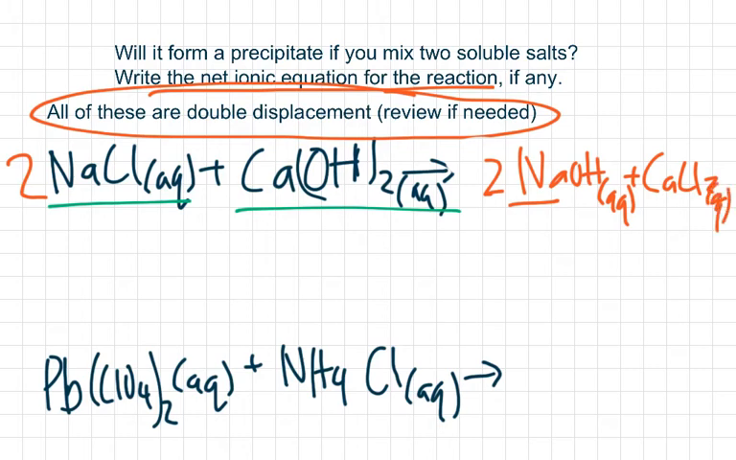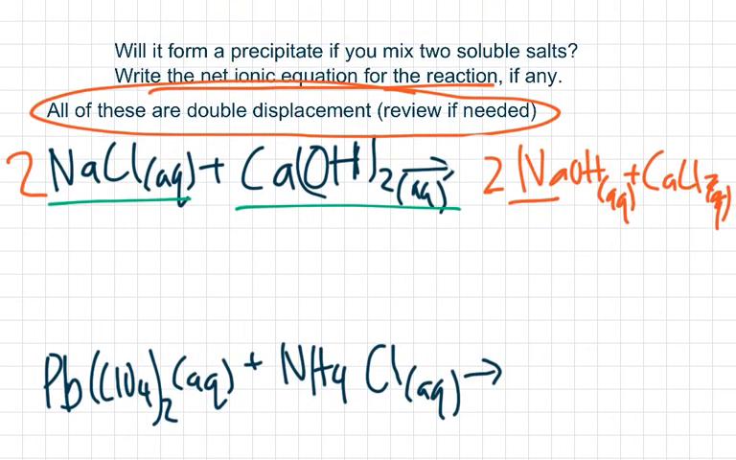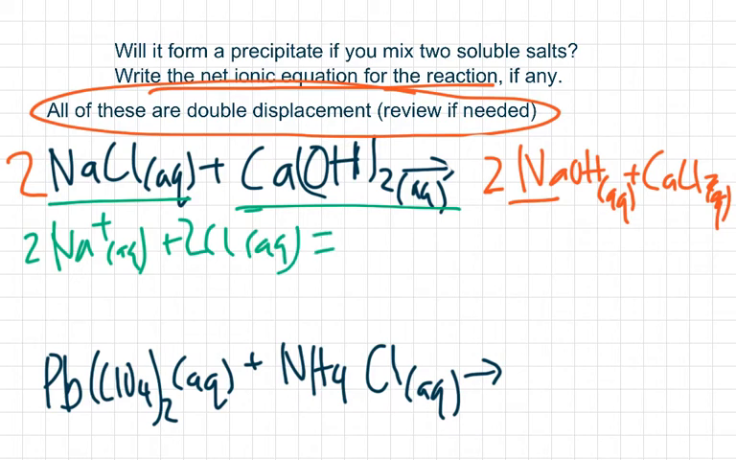Now how do we write the net ionic equation? Well, I like to split up the things if they are aqueous, of course. So 2Na+ aqueous plus 2Cl- aqueous. And I'm doing this with messy writing because I'm going fast.